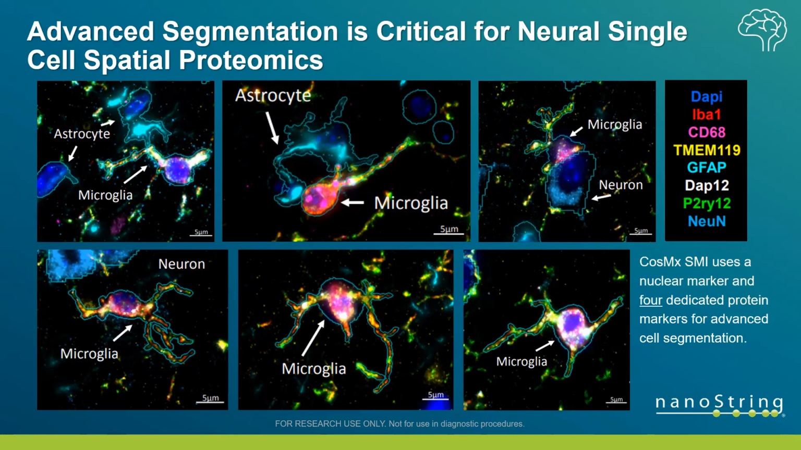Here's a more recent new set looking specifically at neurosciences. And in this case, because we have these 4 dedicated protein markers that really help us to derive these advanced cell segmentation markers. So looking at these astrocytes, these microglia, being able to really look at these specific neurons as well, the shape and borders of these particular cells is something that the advanced cell segmentation is really noted across using CosMx as well.